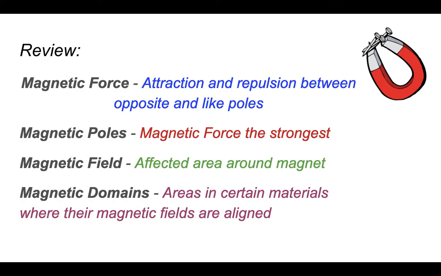And lastly, those magnetic domains are little areas in certain materials where the magnetic fields line themselves up with the north and south poles going the same way, and it allows them to hold their magnetism. Time to do your quick quiz, and we'll see you tomorrow.